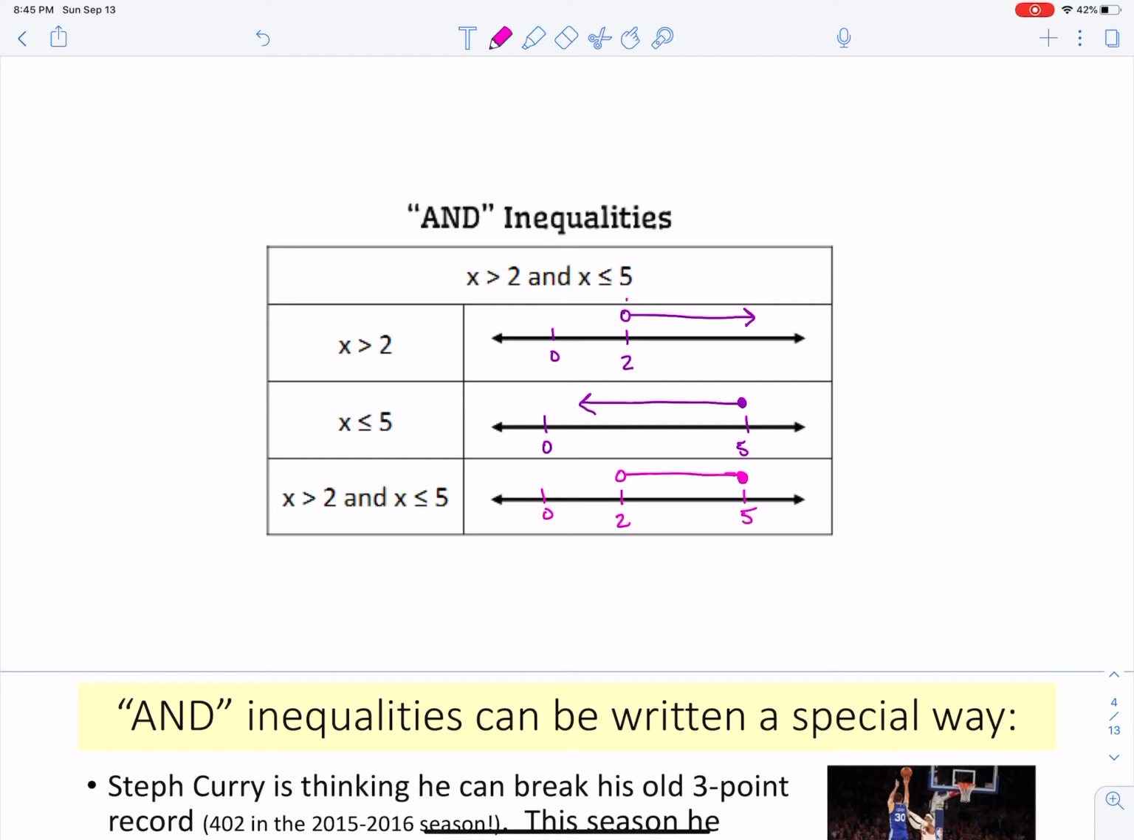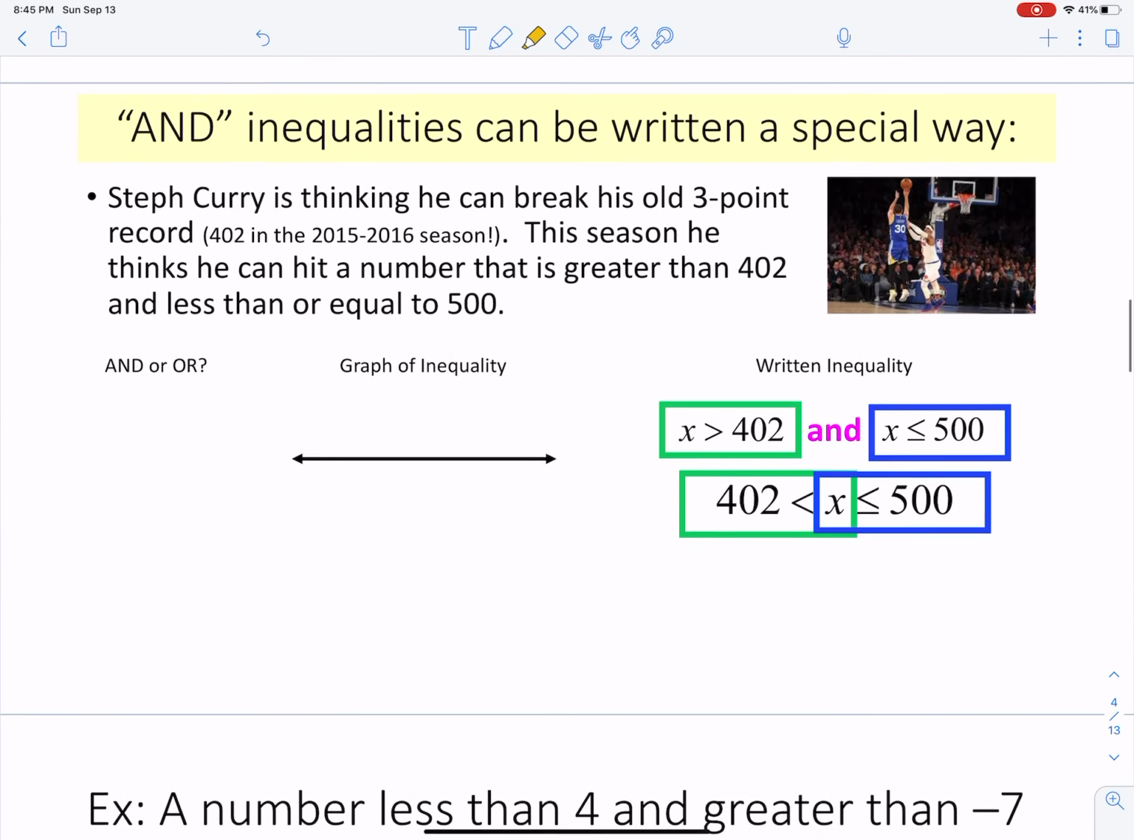Now when we write this, we put x in the middle and say these are numbers that are greater than 2, because that says x is greater than 2, but less than or equal to 5. I'd like you to write this part down right here, all that graphed definitely. And inequalities can be written in a special way.